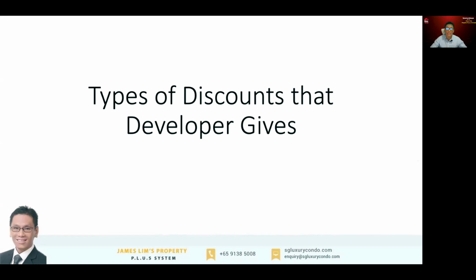that developers give. Now, we just had our circuit breaker and we are now in the month of July. During the COVID period, there were many discounts and different types of discounts that developers were giving to attract sales for their developments. So today I shall share with you what types of discounts they are giving.